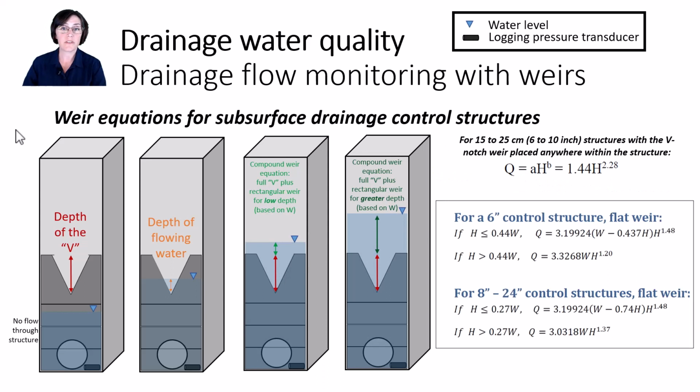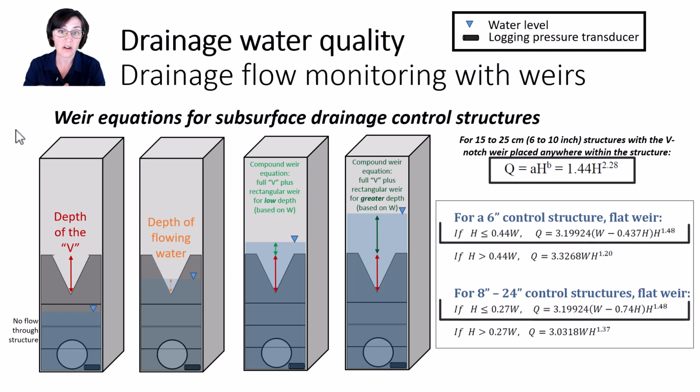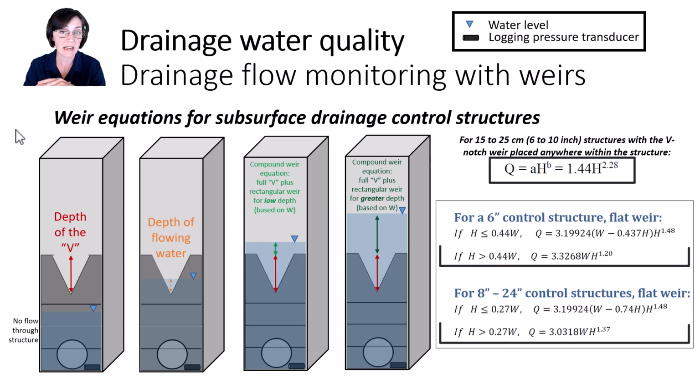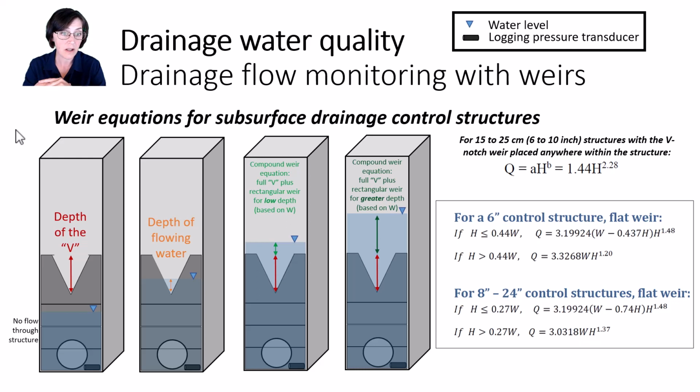Here are the third and fourth scenarios where you see a depth of water that is completely filling the V plus water above that. This is where you would use a compound weir equation, meaning you have to add together the V-notch equation and either the first condition, which is illustrated here, or the second condition, which is for deeper depths and is illustrated here. Here we also need to know the size of the control structure because you see those additional equations vary by structure size, and the width of the structure matters in these equations.